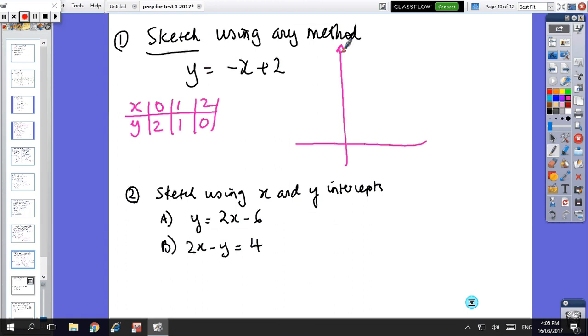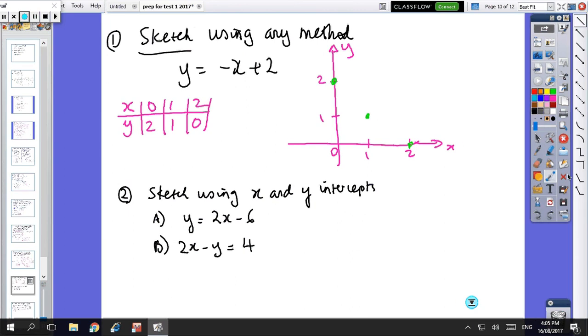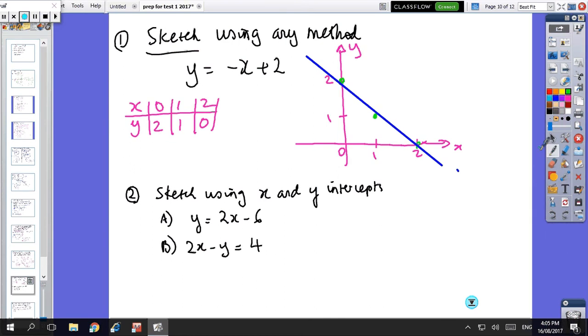Don't forget you have to label your axes, x and y. So there's 0, there's 1, there's 2, 1, 2. Okay, so 0, 2 is there, 1, 1, 2, 0, and then just join them up in a straight line, and that's it.